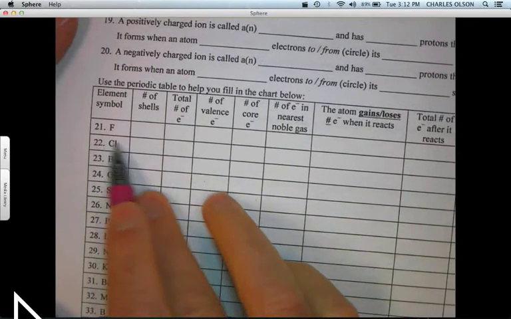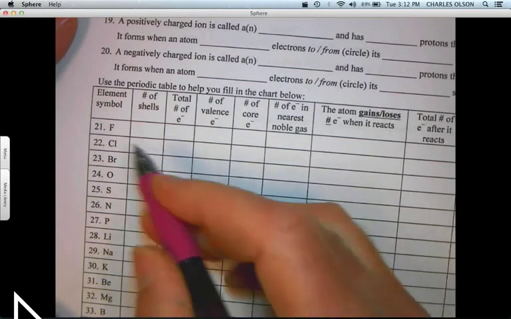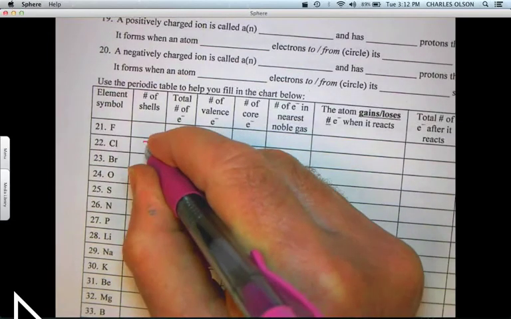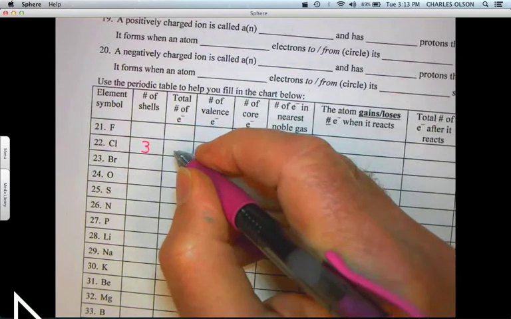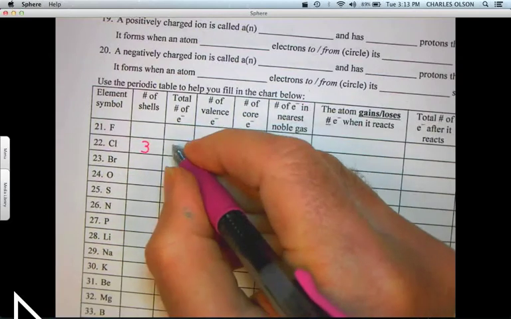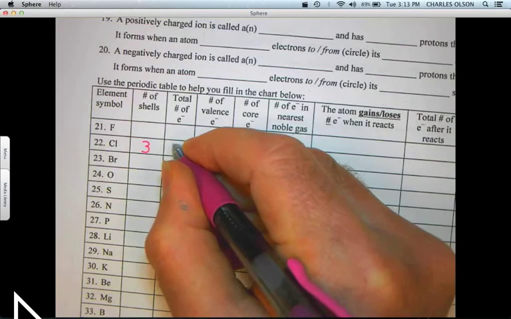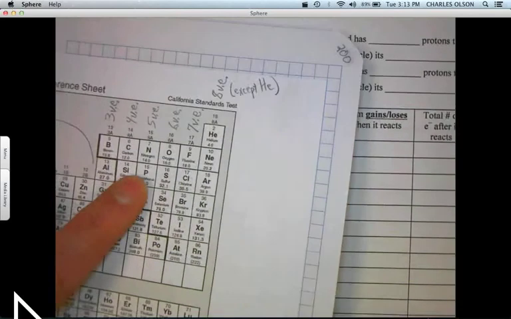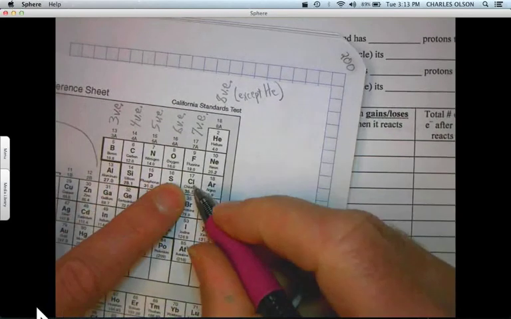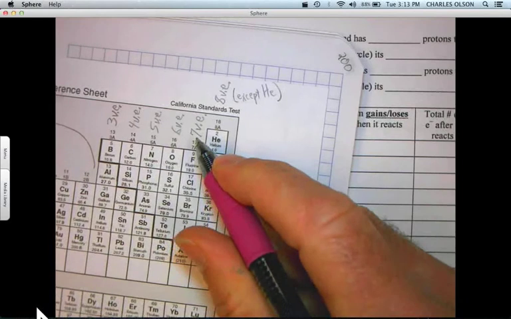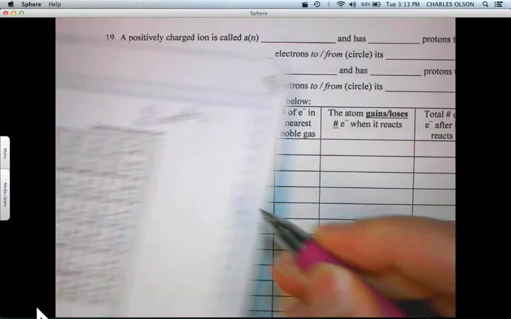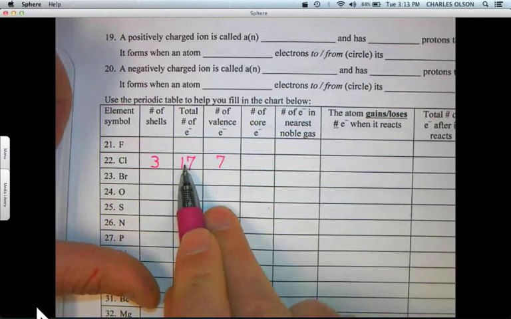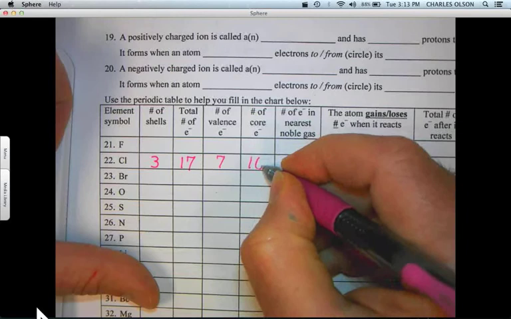Let's do chlorine. Chlorine, number of shells. Chlorine has 3 shells from our periodic table. Total number of electrons, well, we're assuming a neutral atom. So chlorine is atomic number 17. So we have 17 electrons. I guess we should look here in atomic number 17. There's chlorine, 7 valence electrons, 1, 2, 3 shells. And 7 valence electrons. The number of core electrons, total minus valence, is 10 core electrons.